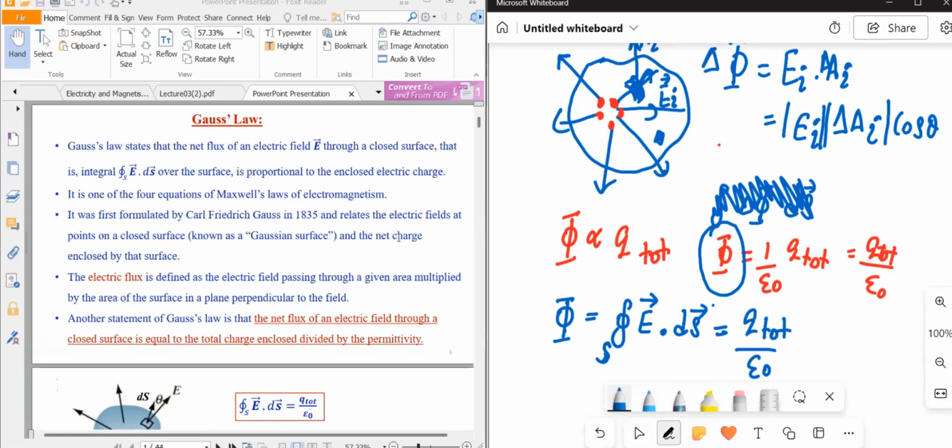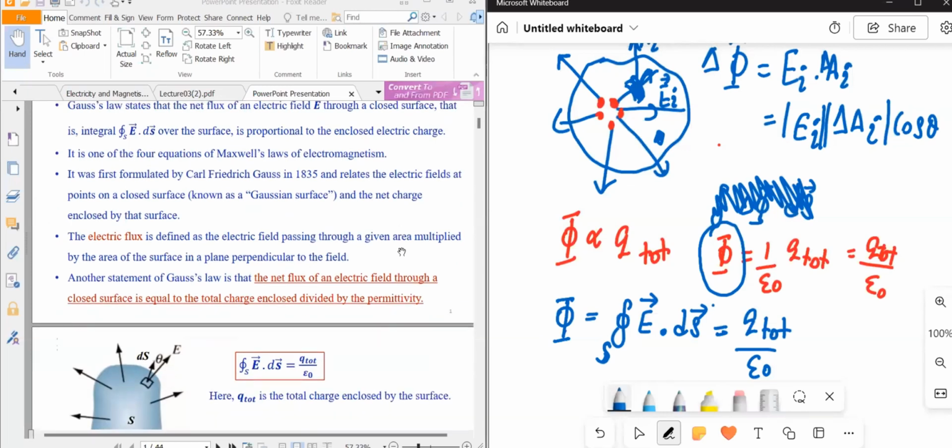This Gauss law is one of the four equations of Maxwell's laws in electromagnetism. We are going to discuss that later. This equation was first formulated by Carl Friedrich Gauss in 1835. And the electric flux, we discussed what electric flux is. It is defined as the electric field passing through a given area multiplied by the area of the surface in a plane perpendicular to the field.